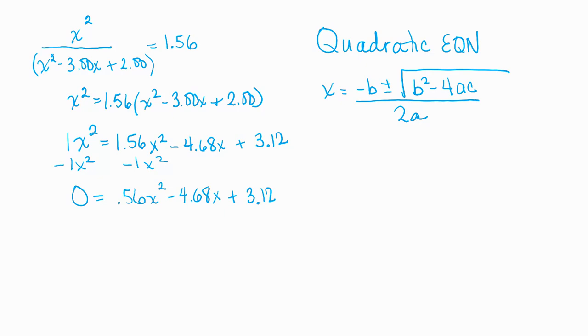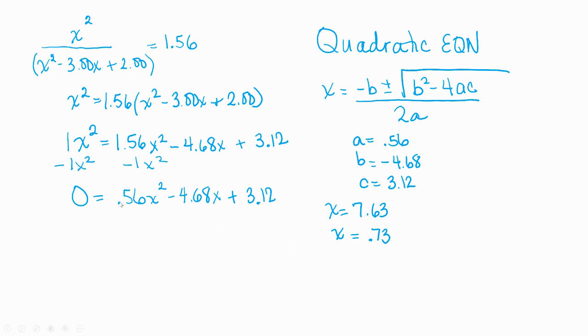And so we'd go ahead and plug in. A is 0.56, B is negative 4.68, and C is 3.12. So go ahead and solve for that. And when you're done, you're going to end up with two roots. One of them is 7.63, and the other one is 0.73. So there's only going to be one that makes sense for the chemistry. So let's go ahead and take a look at that.